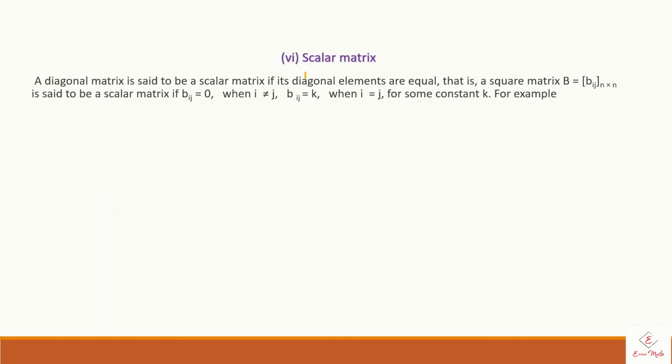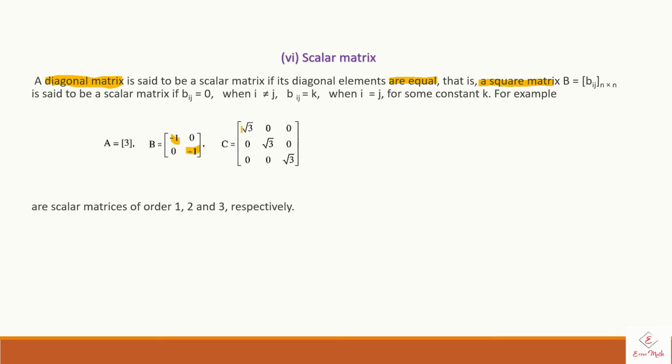Now next comes the scalar matrix. Scalar matrix is a square matrix and a diagonal matrix also, but the diagonal elements are all equal here. A diagonal matrix is said to be a scalar matrix if its diagonal elements are equal. So that means, for example, let us see A is equal to 3, B is equal to diagonal elements -1, -1 and C is equal to diagonal elements root 3, root 3 and root 3. So what is a scalar matrix? All the diagonal elements are same.